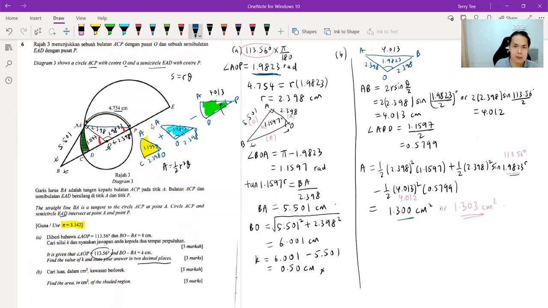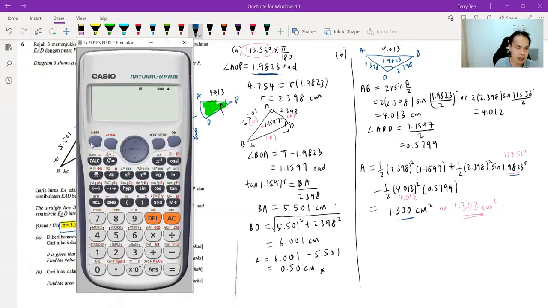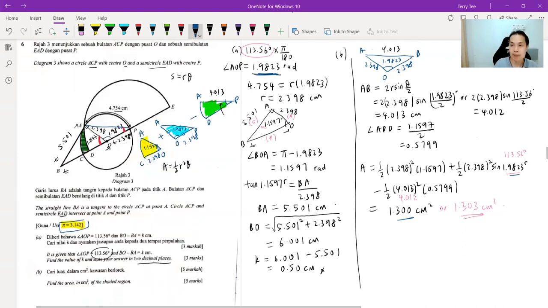So it's a problem with converting to radian because we are using 3.142, which is not exactly the most accurate conversion. The calculator's pi is the most accurate, yeah, but I don't know why SPM still wants to use 3.142. This is actually a much better conversion value to do, rather than using 3.142.